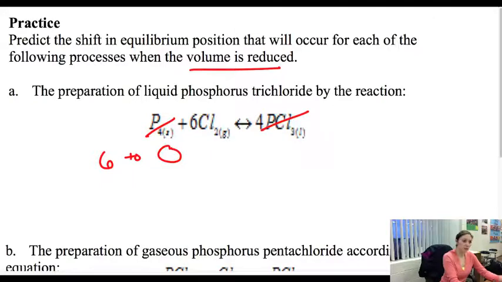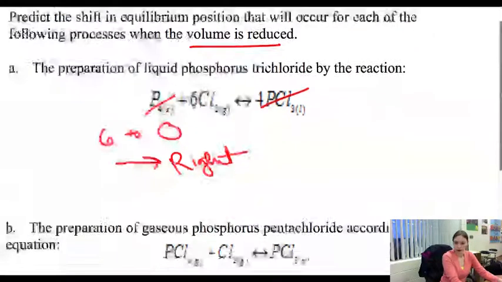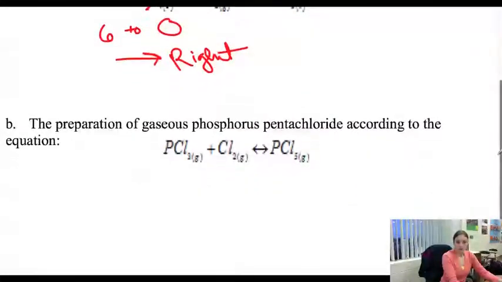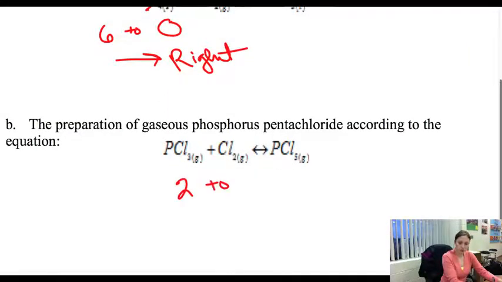If my volume is reduced, that's going to build my pressure up. I don't want to build my pressure up, so I need to get the number of molecules to go way down, which means I need to shift towards the 0, and I need to shift to the right. Okay, let's look at the next one. All right, they're all gases, so we're good there. We're going from 2 to 1. Again, my volume is going down and my amount to go down. So again, we're shifting to the right.